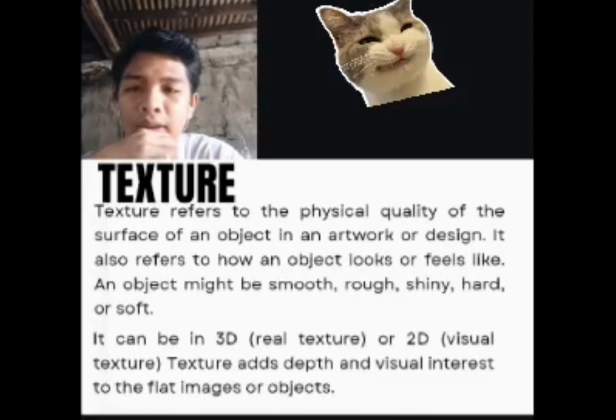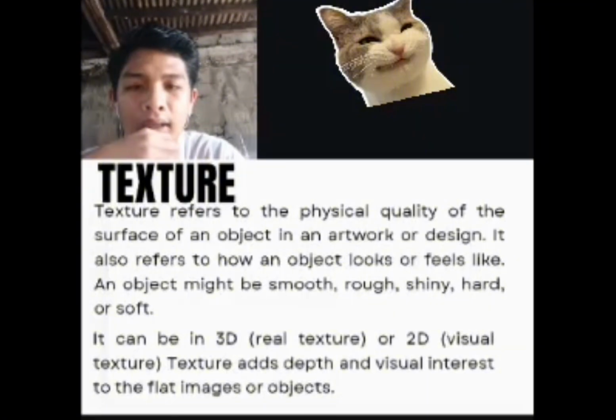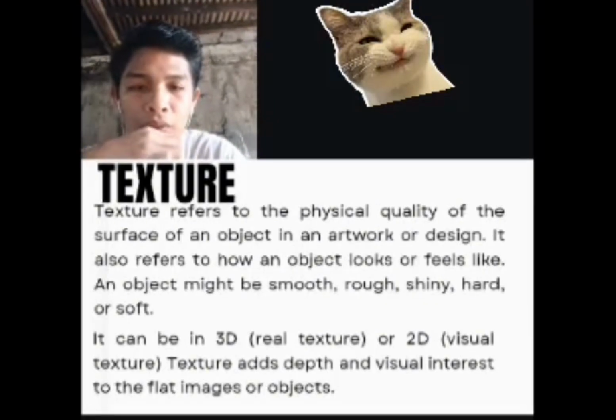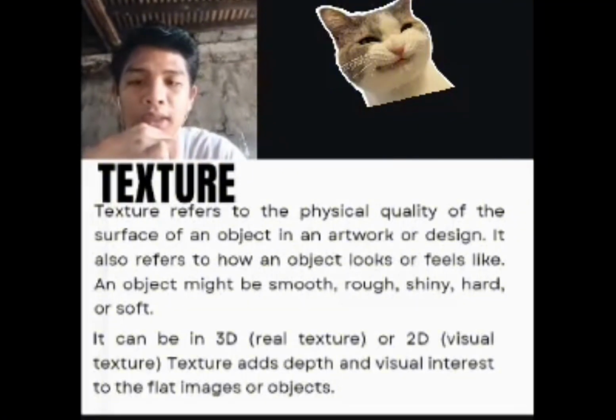When we say texture, it refers to the physical quality of the surface of an object in an artwork or design. It also refers to how an object looks or feels like, and an object might be smooth, rough, shiny, hard, and soft. So, when we say texture, we are talking about the surface of an object.